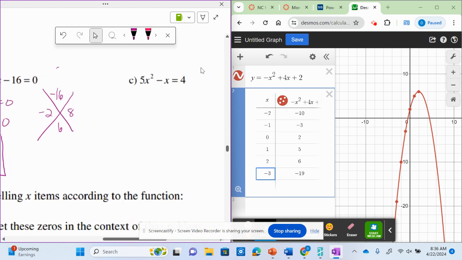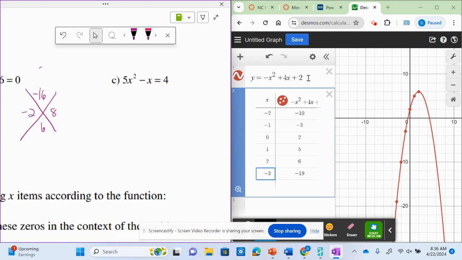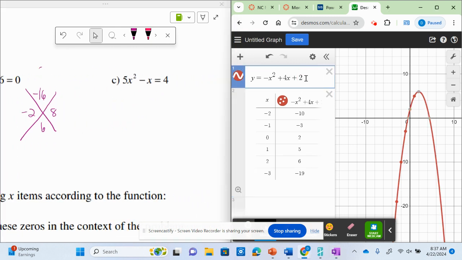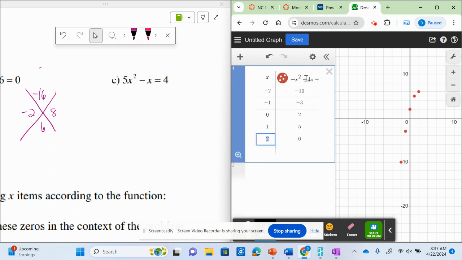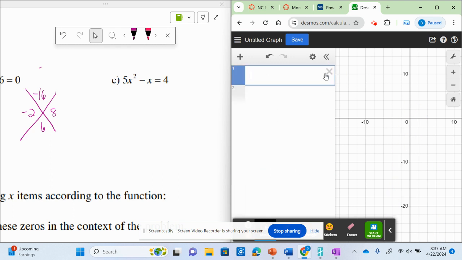So for question C, what if I just put this into Desmos? What if, because I get to use a calculator, this is calculator active. So what if I just try to put this whole equation into Desmos? Let's see. 5x squared minus x equals 4.